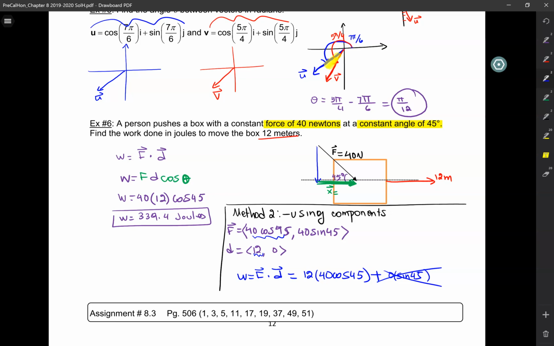Which means, on a test, hypothetically speaking, like in a couple of days, I could give you the force like this. Or I could say, hey, there is a force component, 40 cosine 45, 40 sine 45, and a distance component, 12 comma 0, how much work is done? And you're like, oh yeah, that's the dot product. Yes? Say yes. Yes.